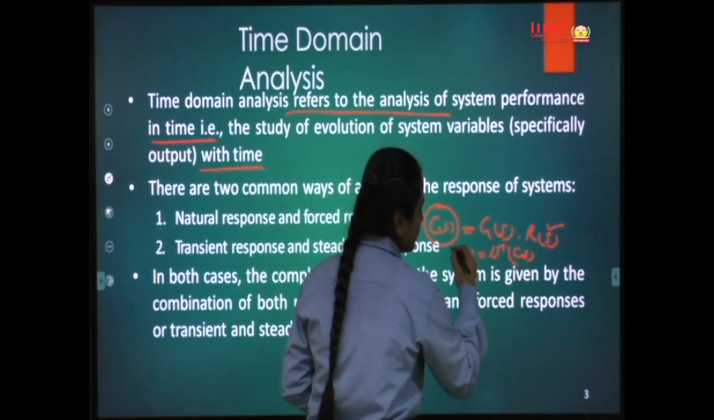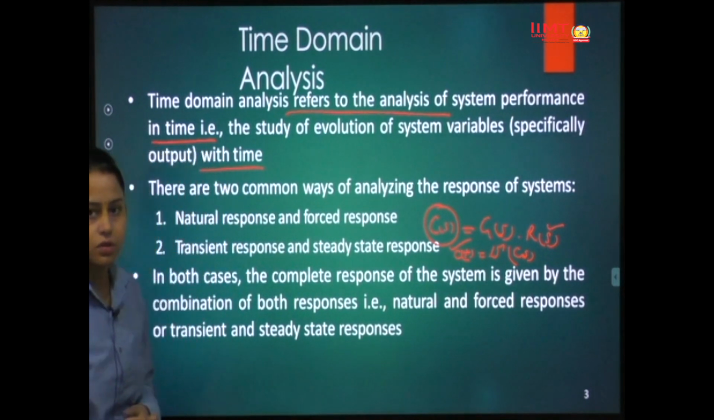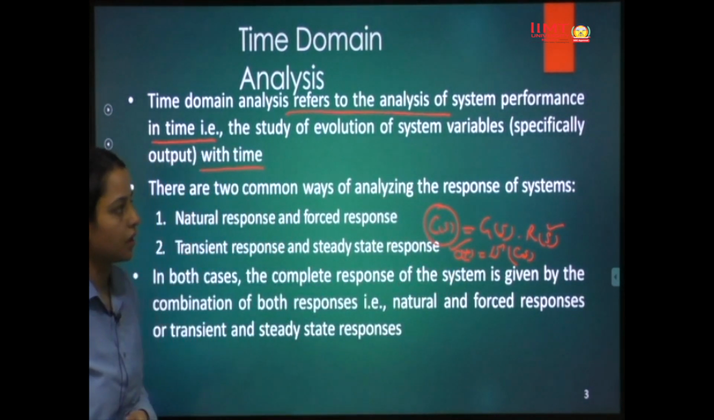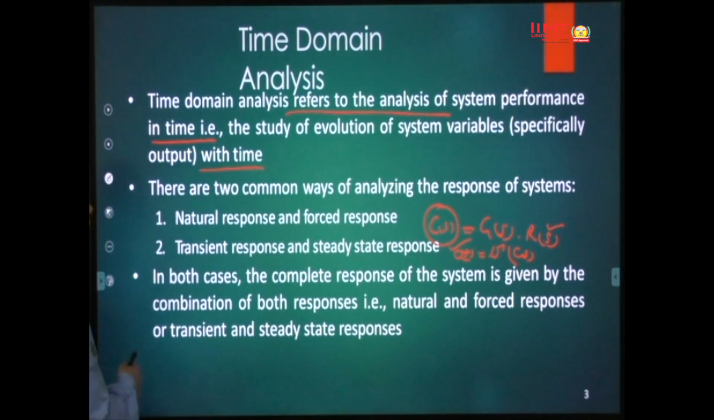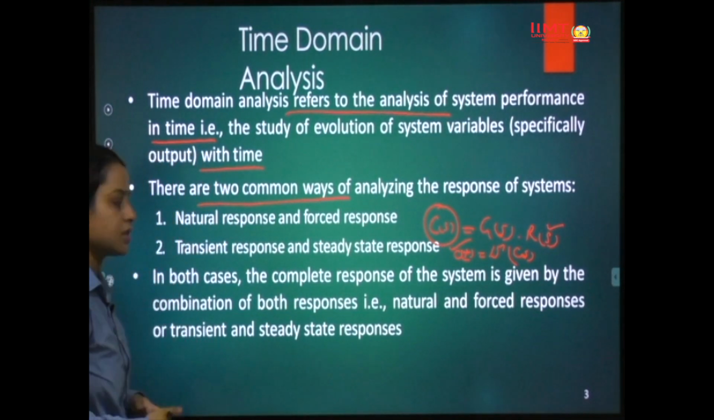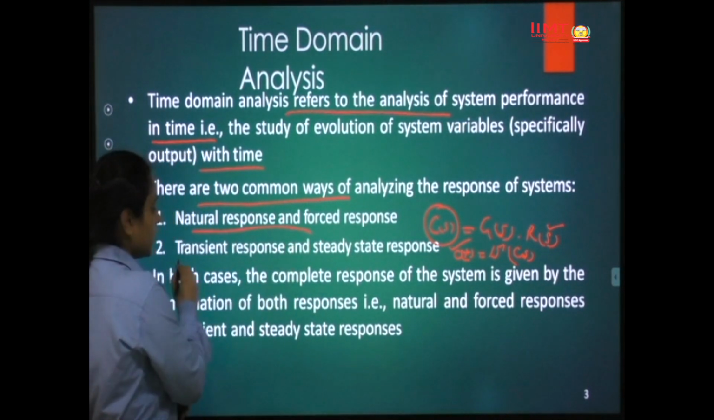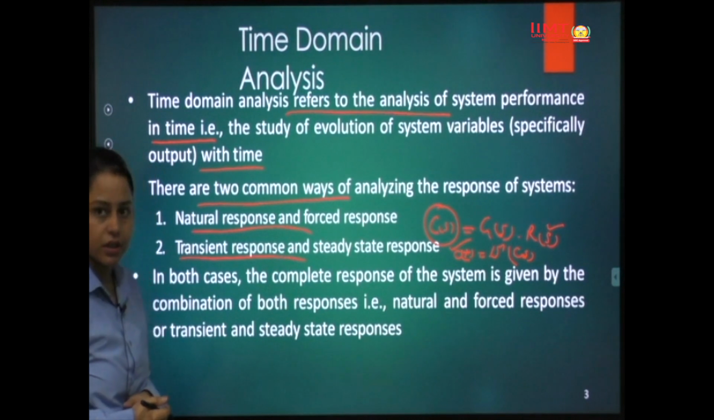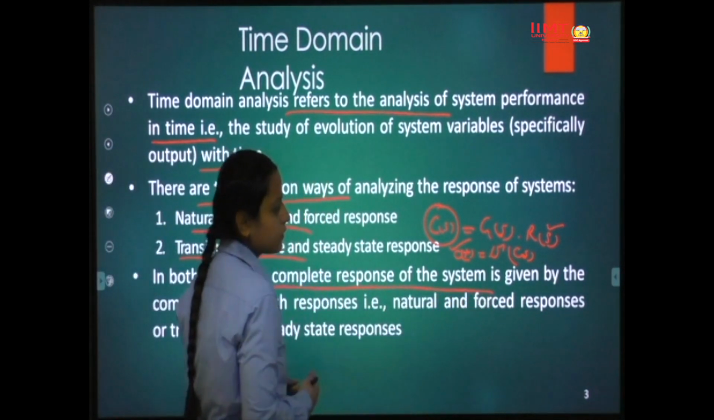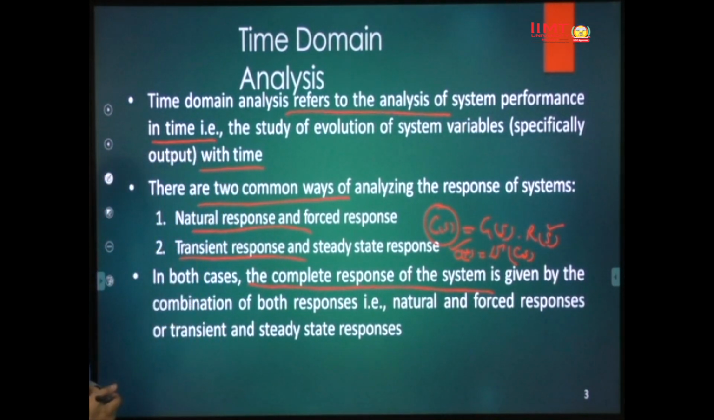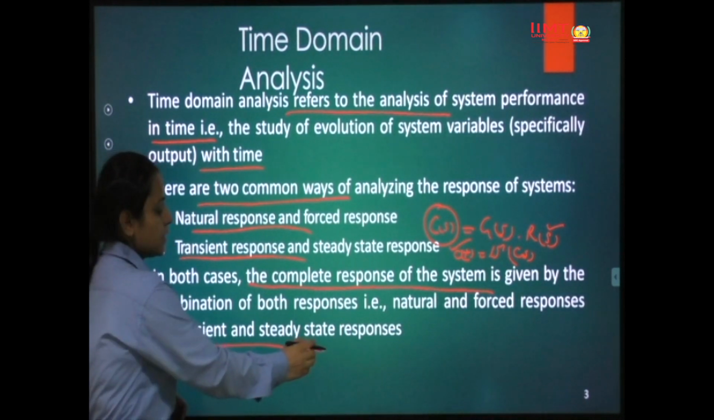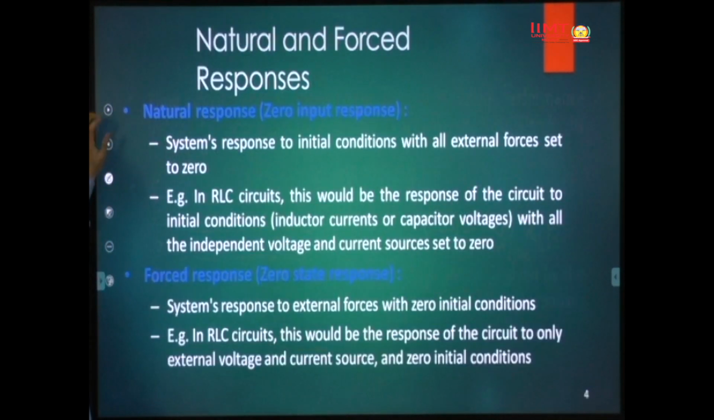So with the value of C(t), that is the output in time domain, we can get the performance analysis. There are two common ways for analyzing the response of a system. First is the natural and forced response, and second is the transient response and steady state response. The complete response of a system is given by both of these responses, that is natural and forced response or the transient and steady state response. So let's see what are these responses.